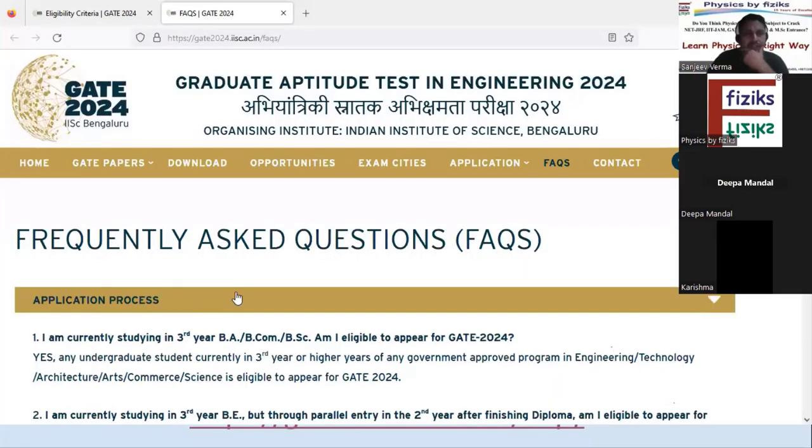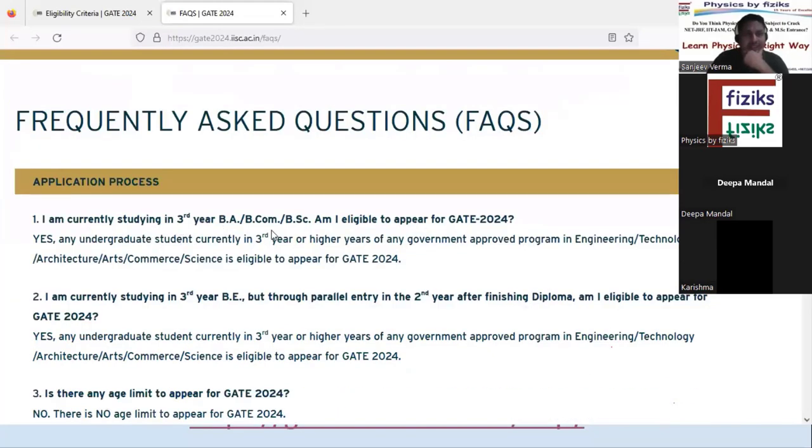Suppose you ask, what is the application process? If you are in BSc third year, you are also eligible. I'm saying, even if you have not completed your BSc, or if you are an MSc first year or second year student, or you have passed MSc, all of you are eligible. And if you are an engineering student in third year, from third year onward you are eligible.